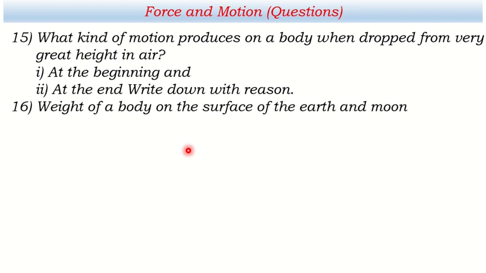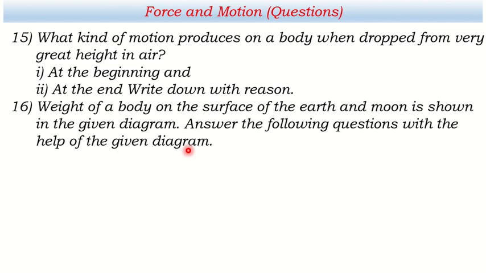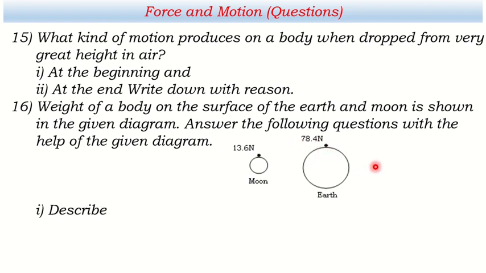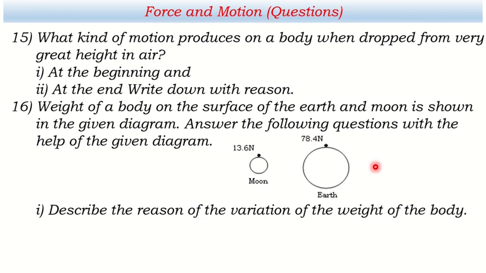Okay, now next, the weight of a body on the surface of the earth and moon is shown in the diagram. Answer the following questions with the help of the given diagram. This is the diagram. The weight of the body taken on the moon is 13.6, and the same body's weight on the earth is 78.4 Newton. Now the question is, describe the reason for the variation of weight of the body. Why it is more on the surface of the earth and why it is less on the surface of the moon, you have to write with reason.